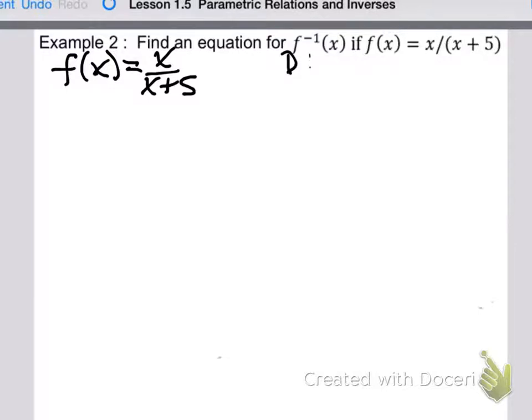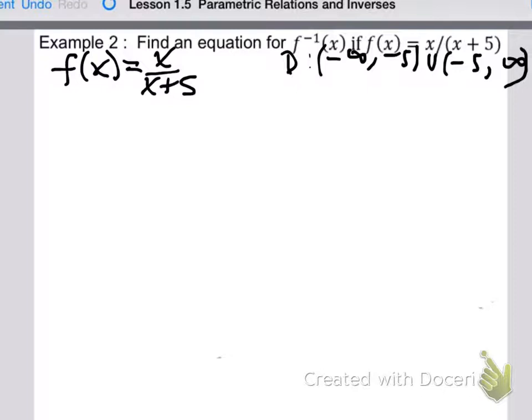So the domain is going to be, x can't be negative 5. That's our only restriction on the domain. So we're going to go from negative infinity to negative 5, or it can be in the interval from negative 5 to positive infinity. There should be a parenthesis around that. So there's our domain.